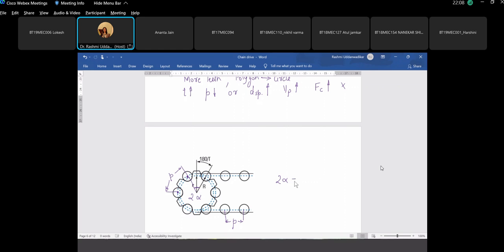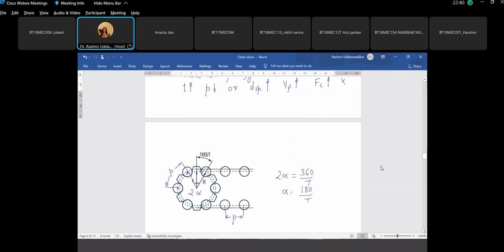What will be 2 alpha in terms of number of teeth? If total number of teeth is t, yes, it is 360 by t. Or alpha, as it is given, half of this angle is 180 by t, where t is the number of teeth. And this radius of the sprocket, or if we write down the diameter of the sprocket, the pitch circle diameter of the sprocket, by 2. If this angle is 2 alpha, the half angle is alpha.